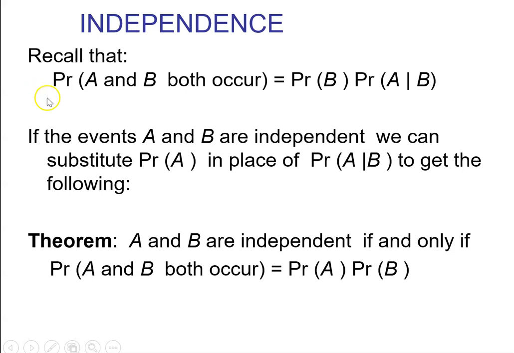So, as we've talked about before, the probability A and B both occur is the probability of B times the probability of A given B. If the events A and B are independent, we can substitute probability of A in place of probability of A given B to get the following. So probability of A times the probability of B. So again, that is if they are independent of each other. Nothing affects the probabilities from one to the other.